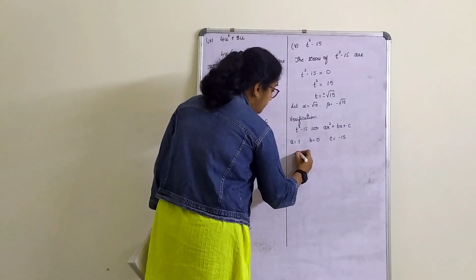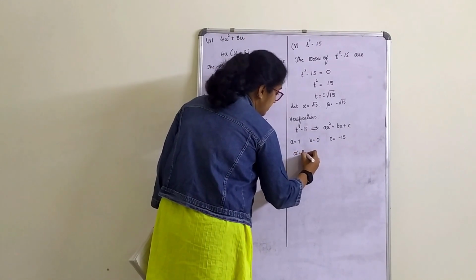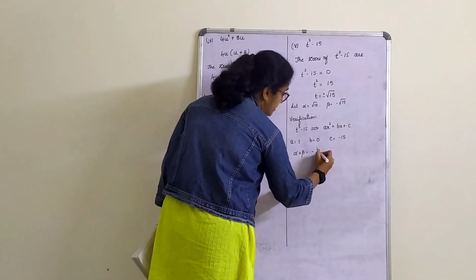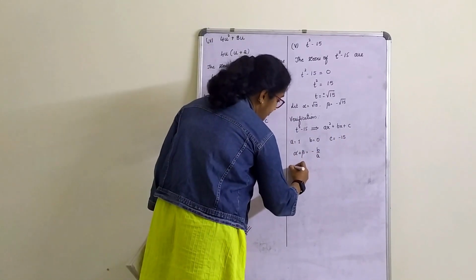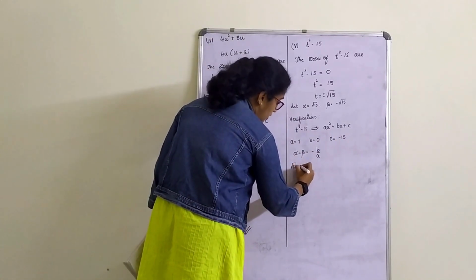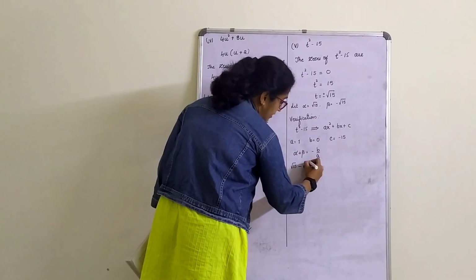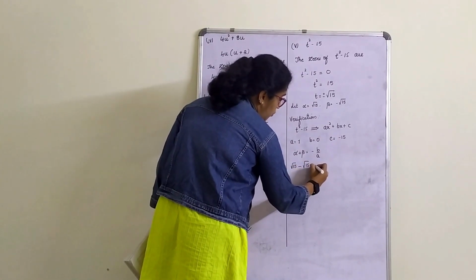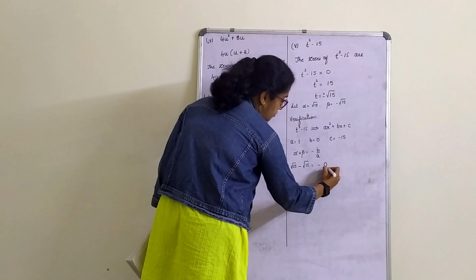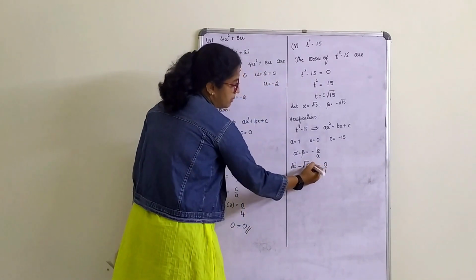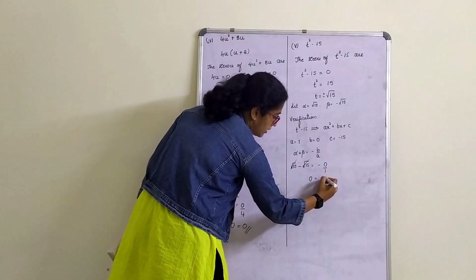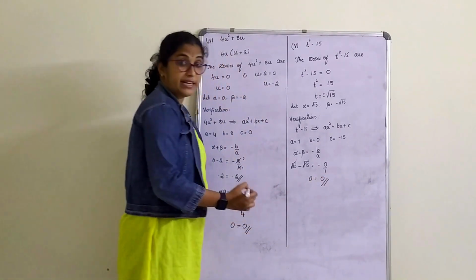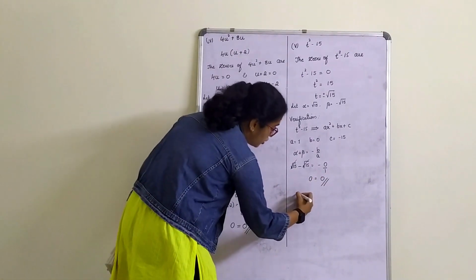Okay. Sum of the zeros, alpha plus beta is equal to minus b by a. What is alpha? Root 15. What is beta? Minus root 15. What is b? 0 by 1. Plus 15 minus 15 will get cancelled. 0 is equal to 0. Verified? Let's go for the next verification.